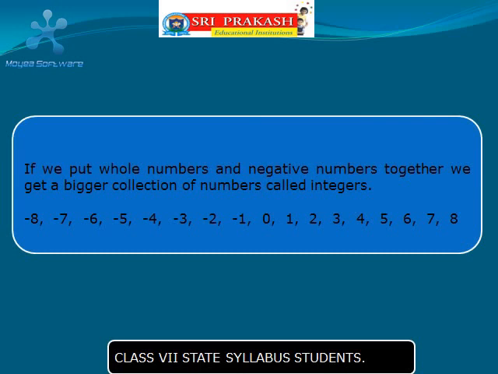If we put whole numbers and negative numbers together, we get a bigger collection of numbers called integers. Let me repeat. If we put whole numbers and negative numbers together, we get a bigger collection of numbers called integers. For example, -8, -7, -6, -5, -4, -3, -2, -1, 0, 1, 2, 3, 4, 5, 6, 7 and 8.